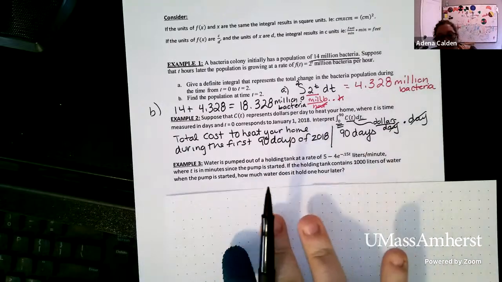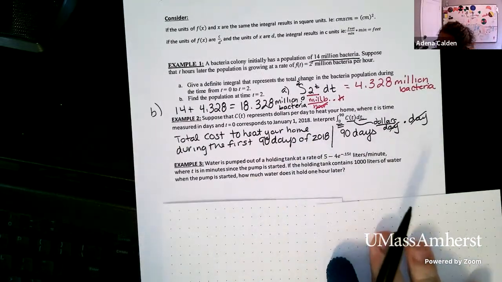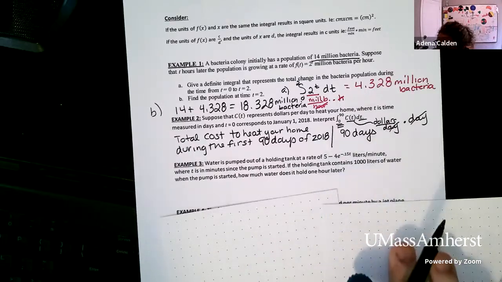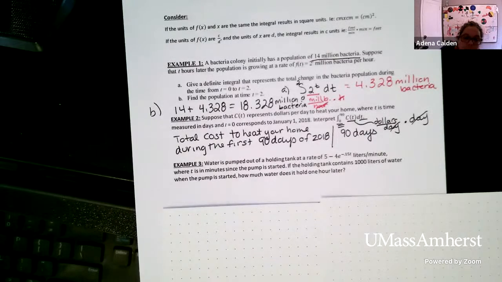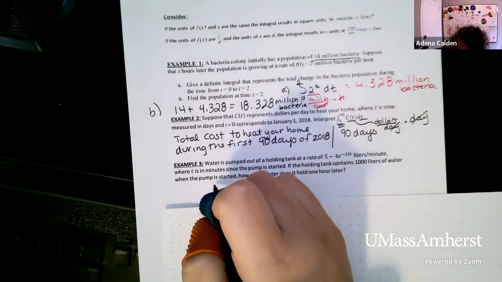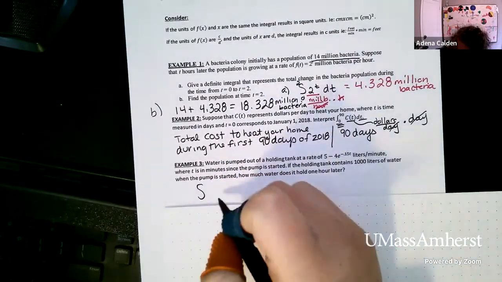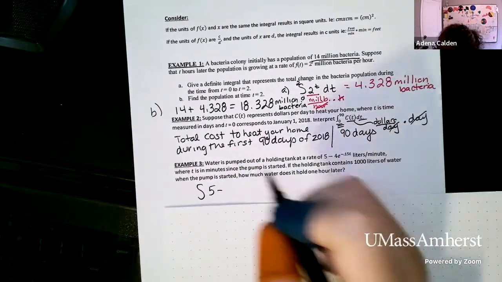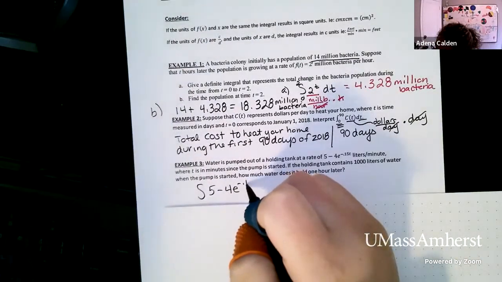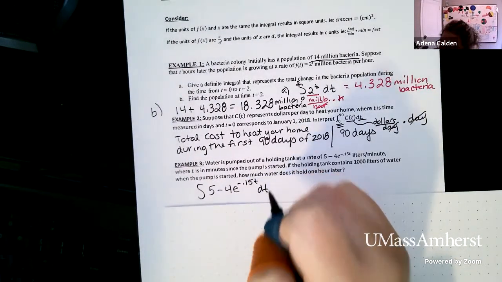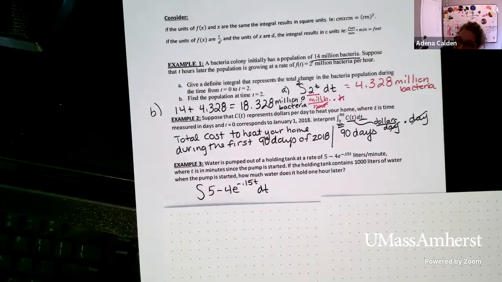Okay. So example 3, we're talking about water being pumped out of a tank at this particular rate, and we want to know how much is left after some period of time. So if we're trying to figure out how much was pumped out, we need to set up a definite integral with this particular function to see the total amount of water over this time period. So we have 5 minus 4e to the negative 0.15 t dt. Now, what are our bounds here? So we are told that time is in minutes, which means that our bounds need to be in minutes.